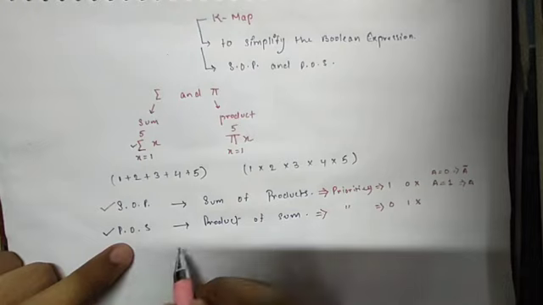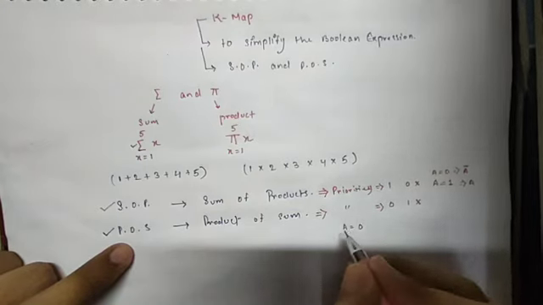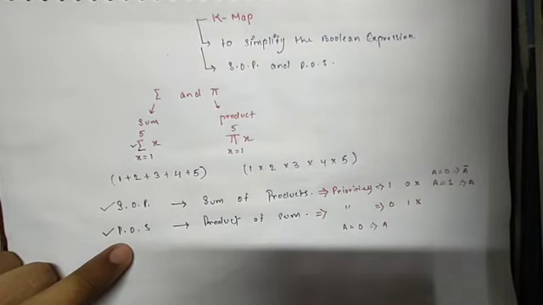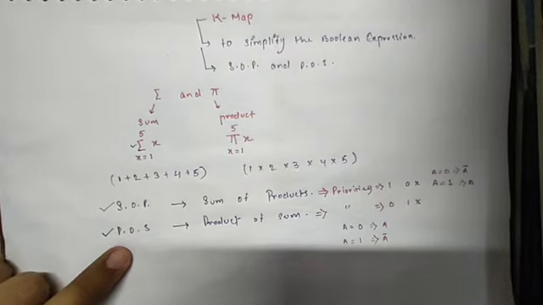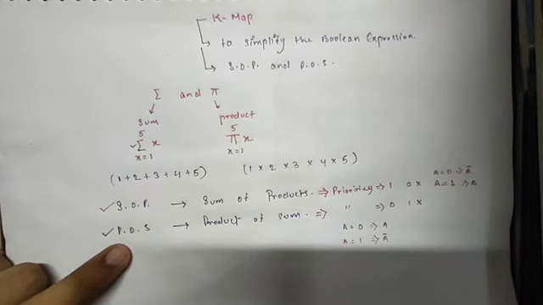Like in POS form, when we give the value of A as 0, we do not need to apply bar on A. We just simply have to write A. But if we assign the value of A as 1, we have to apply bar here. So did you get the difference between SOP and POS? Now you will understand in a better way.